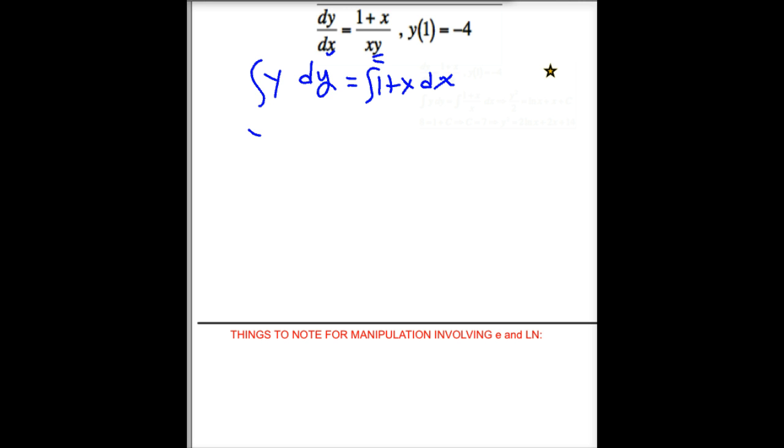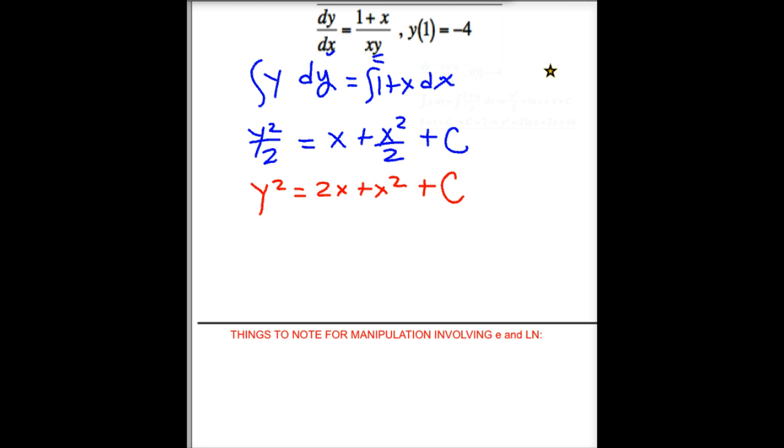I will integrate. The antiderivative of y with respect to y is y squared over 2. The antiderivative of 1 is x. The antiderivative of x is x squared over 2. And then I have a constant. I could technically go find the constant right now. However, I would wait. I would get the fractions out of there. I just double everything and you'll get y squared is equal to 2x plus x squared plus some other constant. 2 times a constant is still a constant.